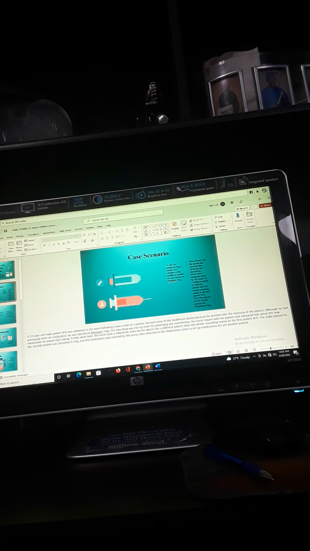Case scenario: a 53-year-old male patient, WK, was admitted to the ward following a new onset of a seizure. He had come to the healthcare facility because he worried over the meaning of the seizure. Although he had previously been on medication, he was started on Klonopin 1 milligram. The new drug was not up from the pharmacy yet. Nonetheless, the nurse stayed with the patient and educated him about the new medication he would start taking.